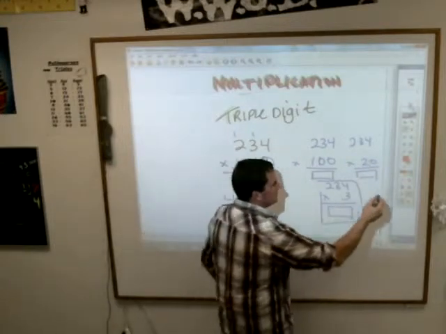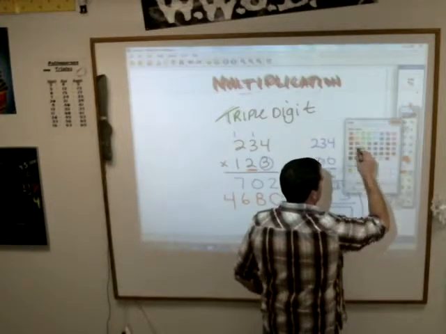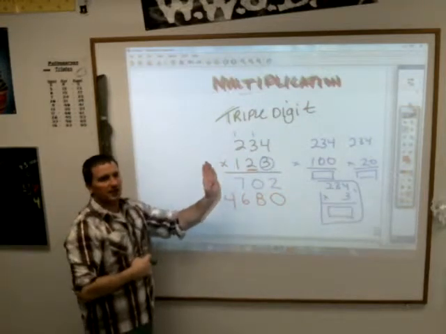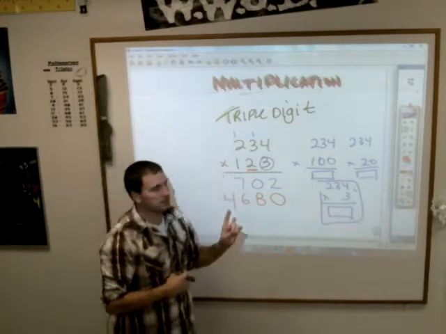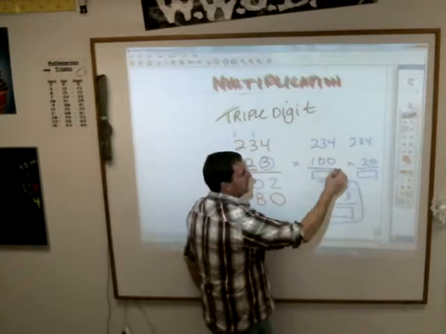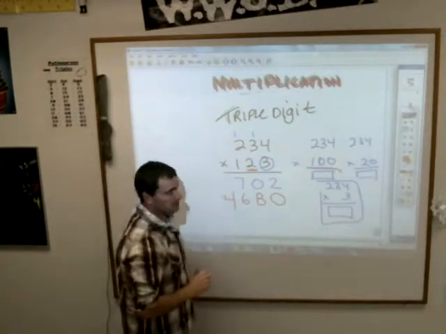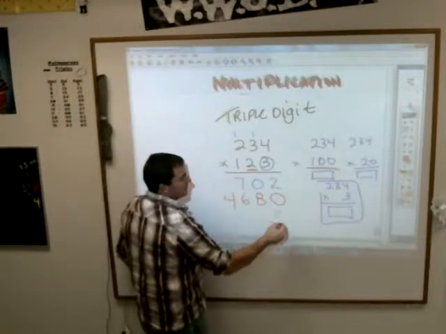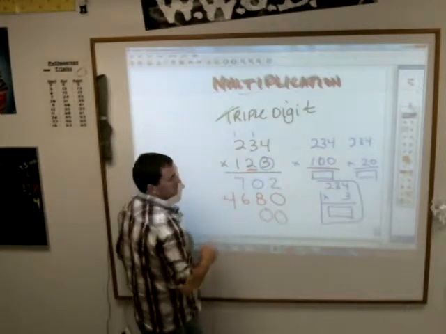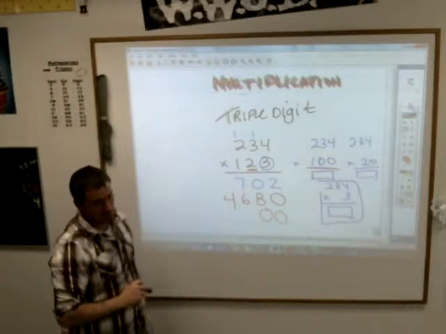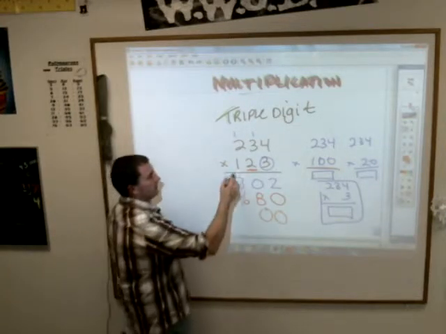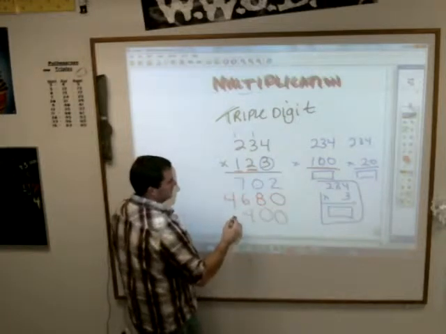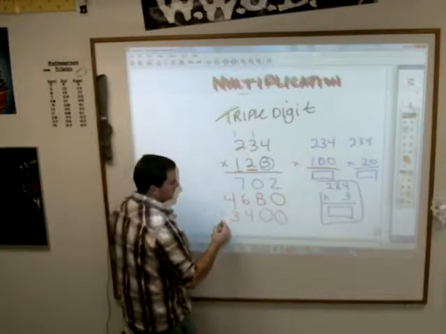Okay. Then, children, we've got still this 1 left, but you have to remember this 1 is not just the 1, it is 100 because it's in the hundreds place. So when you get to this next one over, you have to actually stop and put 2 zeros down. Okay, and then you multiply through by the 1. 1 times 4 is 4, 1 times 3 is 3, 1 times 2 is 2.